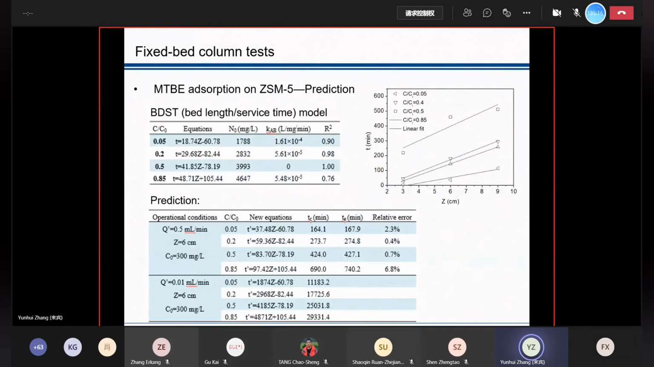After that, we used the BDST model and obtained some kinetic parameters to predict the column performance at a new flow rate without further experimental runs. This is meaningful because the real groundwater flow is generally between 1 to 1,000 meters per year, which is far lower than the flow rate adopted in the experiment. So we can use the BDST model to predict the column performance at a new or slower flow rate.